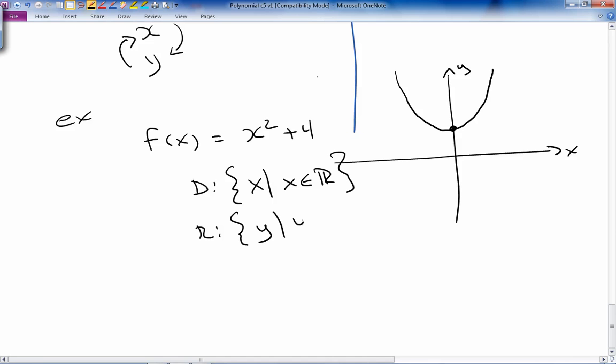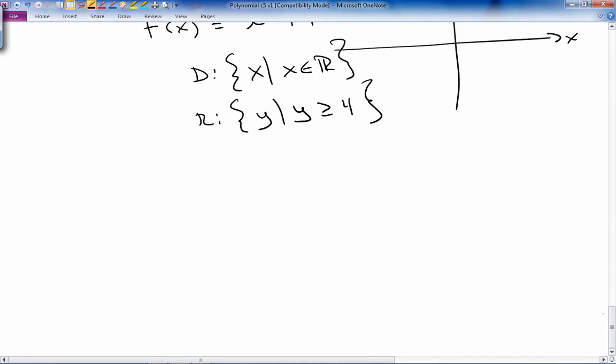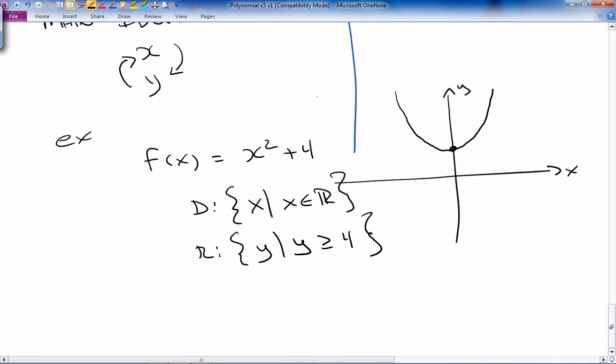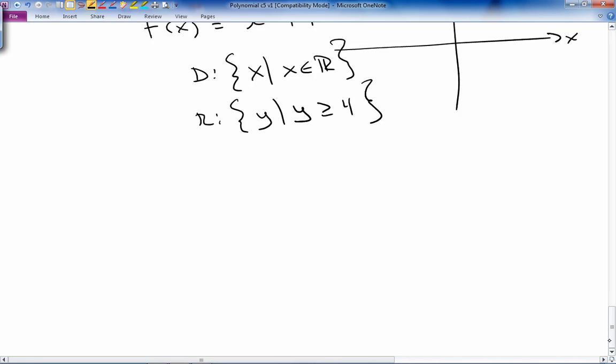There's the range. Hopefully we remember that. Okay, find the inverse. To find the inverse, I swap the x and the y around. So, y equals x squared plus 4. And that's not mathematical notation. I just do it to remind myself what I'm doing.